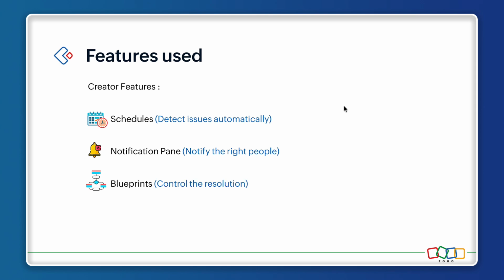And third, we have the blueprint. Now the person has been notified. He has to take steps to resolve that exception, right? So we'll make use of the blueprint to control the resolution that is going to be taken by the respective person. And finally, we have the AI agent that helps us add intelligence to the decision the person will be taking in order to resolve the exception. So basically, the scheduler will detect the exception, the notification pane will notify the right person, the blueprint will control the resolution progress, and the AI agent will add the intelligence. Let me explain that in detail.